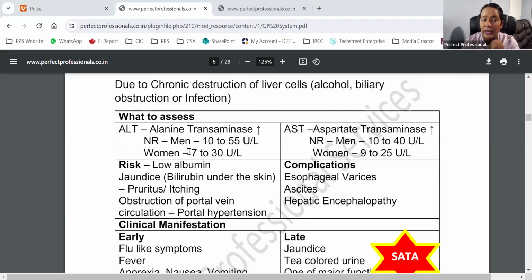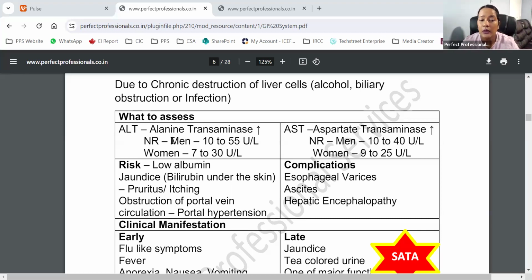The patient will have pruritus, okay, itching on the skin. So we have to give good skin care. There will be obstruction of portal vein circulation, portal hypertension will occur. Because of portal hypertension, complications of cirrhosis of liver will be esophageal varices, okay, ascites, hepatic encephalopathy.